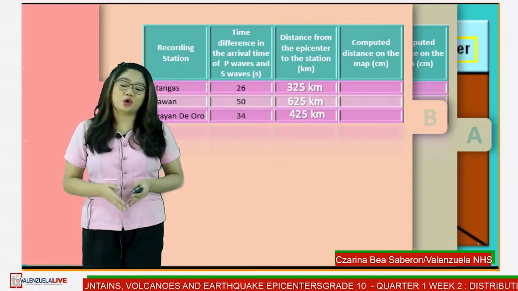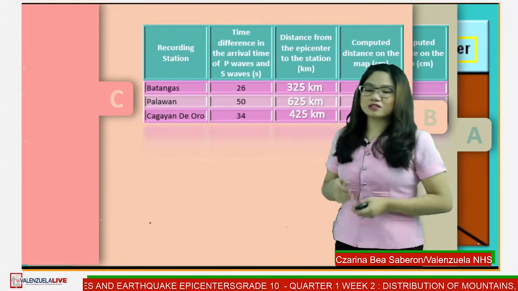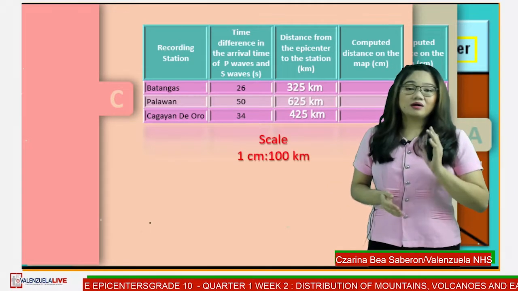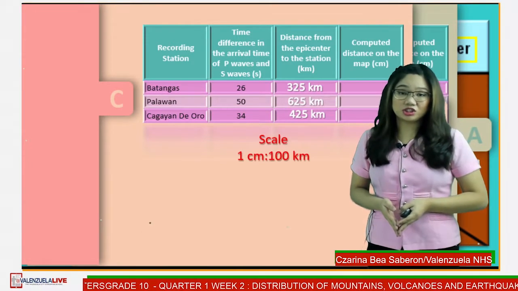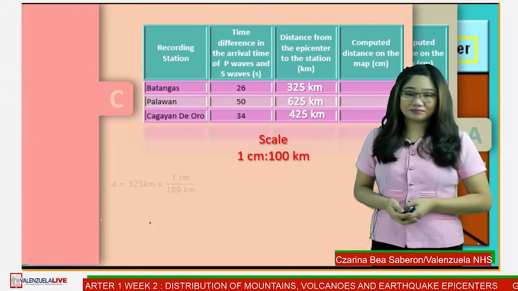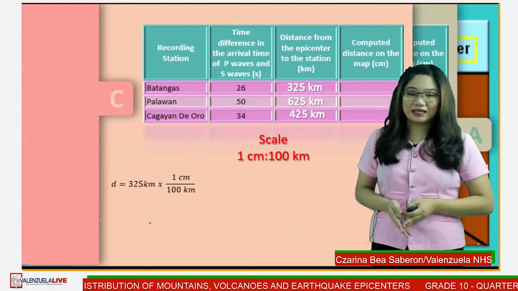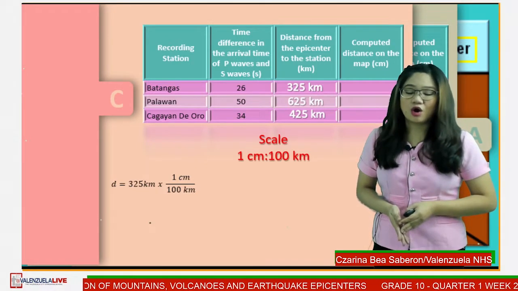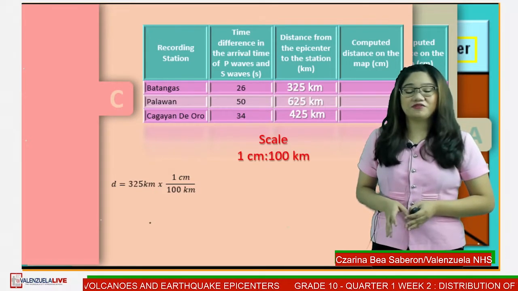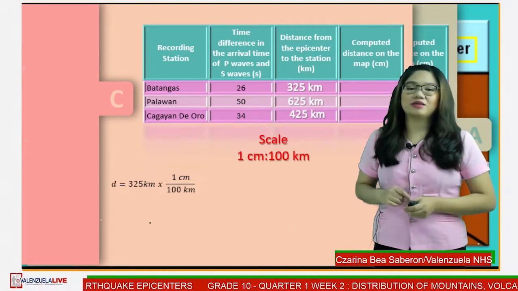Okay. Now, next step is to convert the distance in centimeters with respect to the map, because this is where we are going to plot our triangulation. So the conversion for this one would be 1 centimeter is to 100 kilometers. All right. So for Batangas, the distance is equal to 325 kilometers times 1 centimeter over 100 kilometers. So that is just simply 325 kilometers divided by 100 kilometers, and then we cancel the km unit.